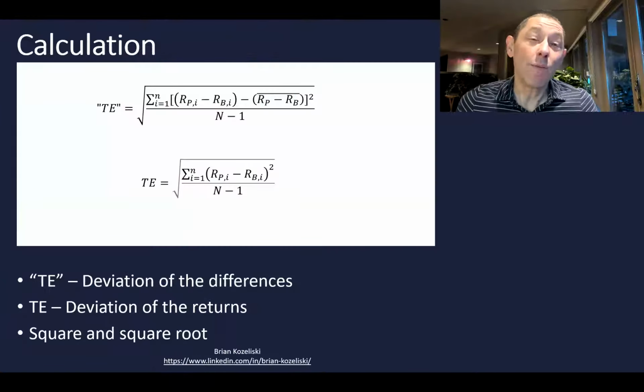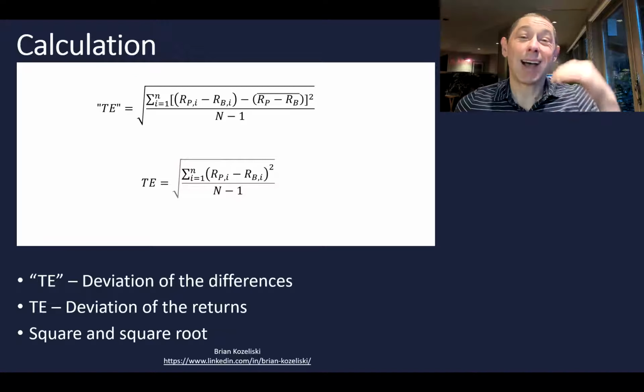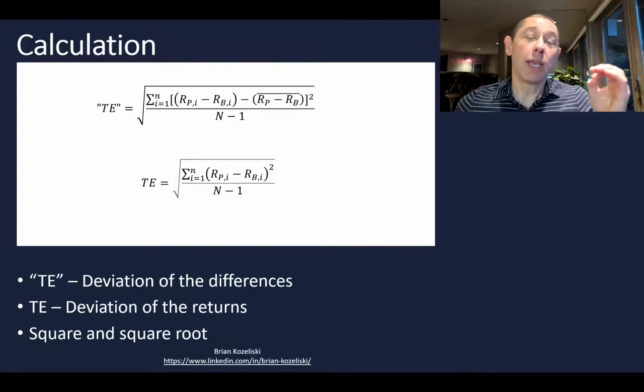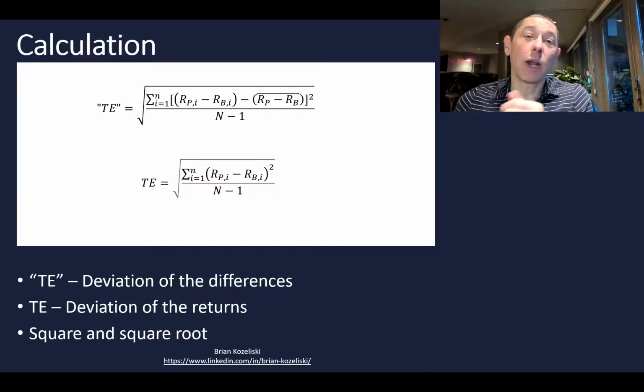Now, fortunately, if you look online, you're going to see two different calculations for tracking error. I put them both here. Now, if you need to pause this video, please do. People have been complaining that there's just not enough math in here, so today we're going to do a little bit of math. The top formula with the quotation marks in it: what we're looking at are the differences between the portfolio's return and the benchmark returns at each period, and comparing that to the average difference between the portfolio return and the benchmark return. So we want to understand how those deviations are changing.